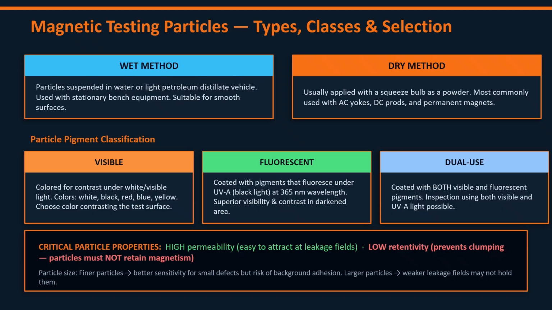Two particle properties are particularly important. High permeability allows a particle to respond strongly to a leakage field. Low retentivity prevents particles from becoming permanently magnetized and clumping together. Particle size also involves a trade-off. Fine particles can respond to weak leakage fields and therefore help reveal small discontinuities, but they can increase background if the surface or bath is not controlled. Larger particles are less sensitive to weak fields.